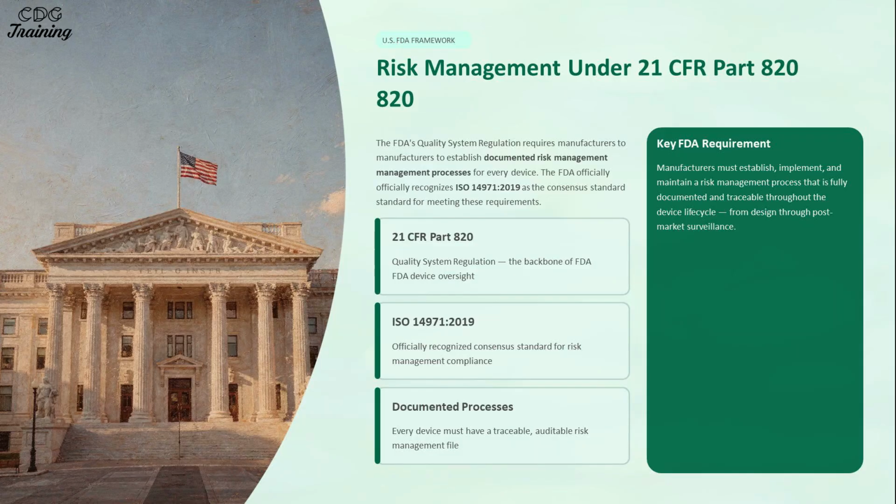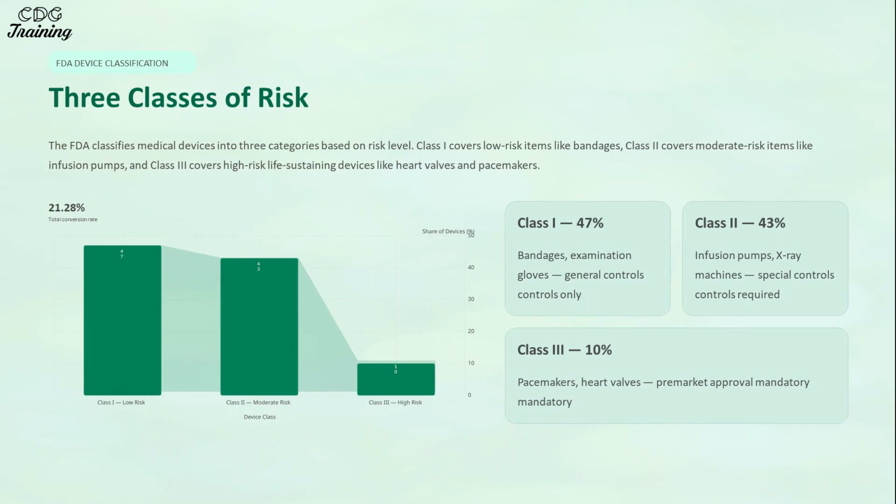The FDA's Quality System Regulation requires manufacturers to establish documented risk management processes. This includes compliance with ISO 14971:2019, ensuring that risk management is thorough and traceable throughout the device lifecycle. Medical devices are classified into three risk categories. Class 1 covers low-risk items, Class 2 includes moderate-risk items, and Class 3 encompasses high-risk, life-sustaining devices. Understanding these classes is crucial for compliance.